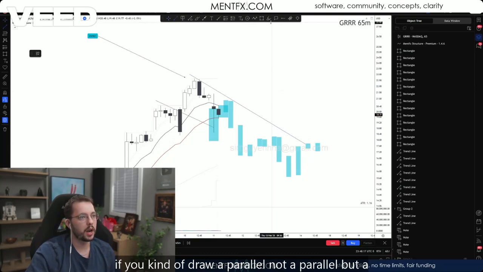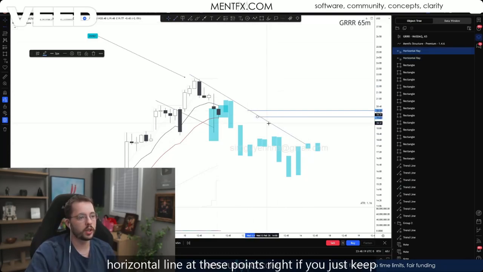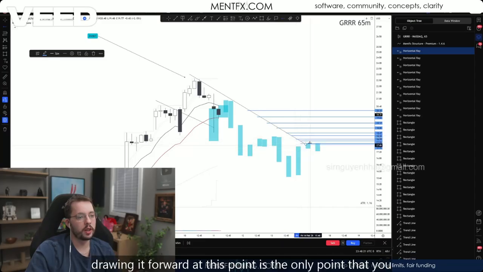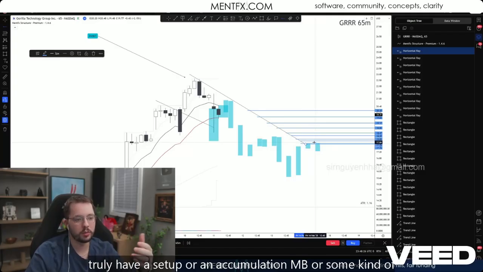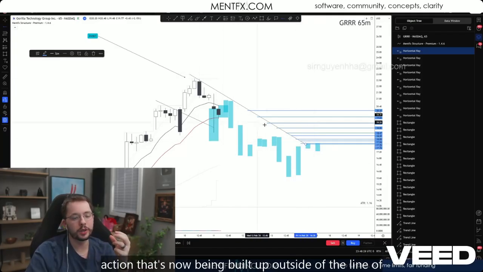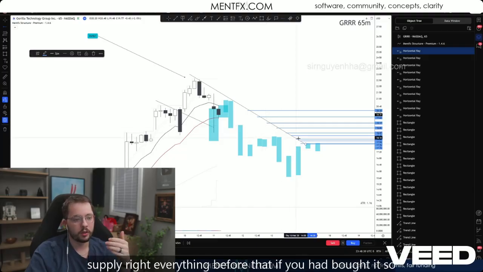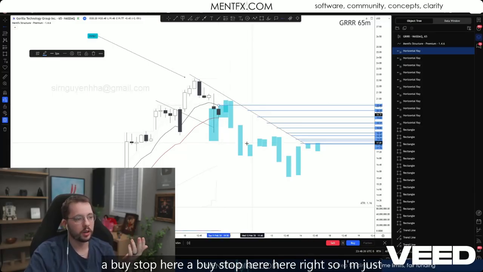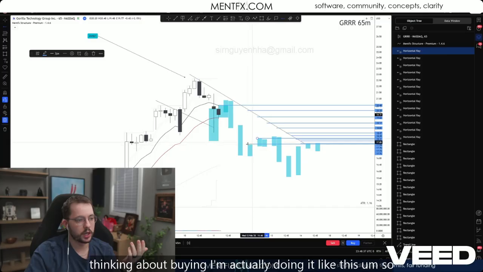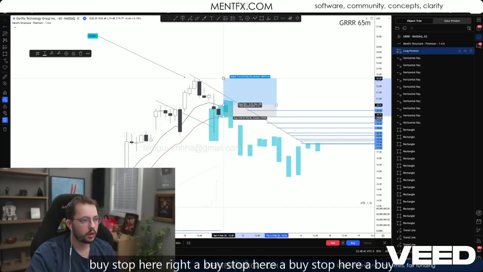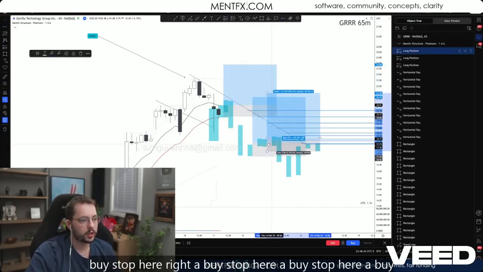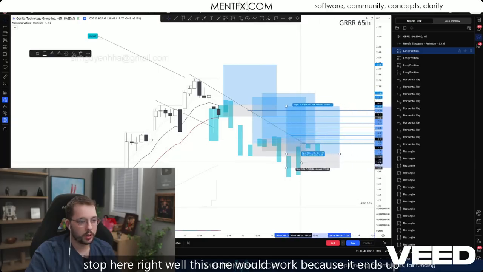Because if you draw a horizontal line at these points and just keep drawing it forward, at this point is the only point that you truly have a setup or an accumulation MB or some kind of action that's now being built up outside of the line of supply, right? Everything before that, if you had bought it, so a buy stop here, a buy stop here, here, right? So I'm just thinking about buying, I'm actually doing it like this. So a buy stop here, right? A buy stop here, a buy stop here, a buy stop here, right? Well, this one would work because it ends up being the low.